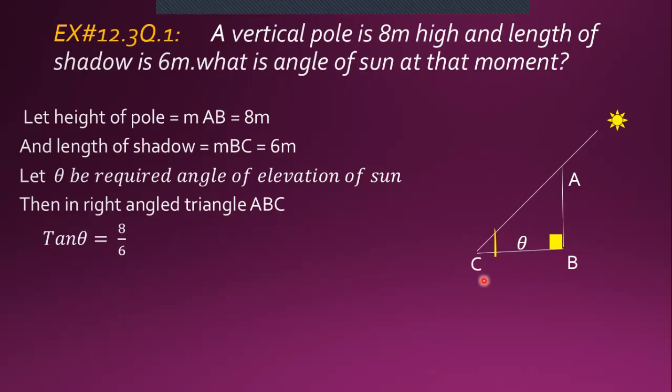As AB is 8 and BC is 6, you can write on your copy yourself that this one is 8 and this one is 6. So obviously perpendicular over base will become tan theta, and from there theta is equal to tan inverse of 8 over 6, and theta is equal to 53 degrees 7 minutes and 48 seconds. In this way it is the answer. And you may write one line more, that hence the required angle of the sun at that moment is equal to 53 degrees 7 minutes and 48 seconds.